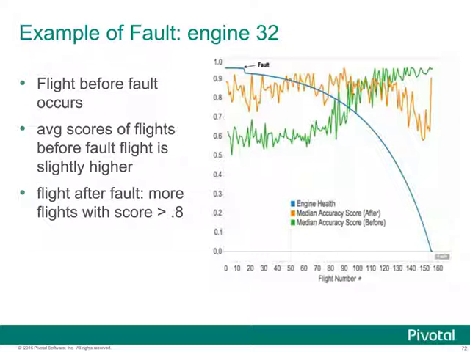Can we try and understand what's happening in terms of engine fault as well? So here what we've done is taken engine 32, and we've plotted what is happening again in blue in terms of engine health. And we've also indicated when the fault itself occurs with that arrow. So you can see that it happens sometime around flight 10. We've also plotted again that median accuracy for, in green, all of the distance metrics for that particular flight prior to it, and then in orange, after. Again, plotting after is something quite arbitrary.